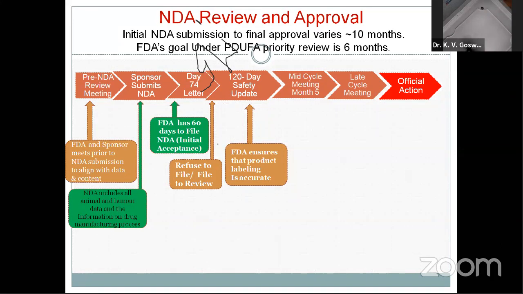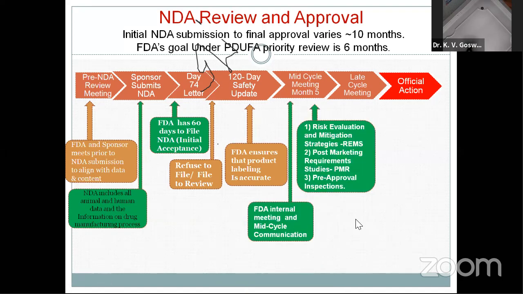And in month 5, there will be a mid-cycle meeting. This mid-cycle meeting is an internal FDA meeting. And after the meeting, the project manager communicates with the sponsor. The communication mainly includes 3 aspects: risk evaluation and mitigation strategies. Is there any risk associated with your application? How are we going to mitigate the risk, and what are the plans? And what kind of post-marketing requirements they are thinking are required, and does the sponsor agree with those?